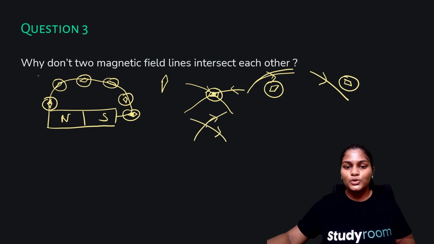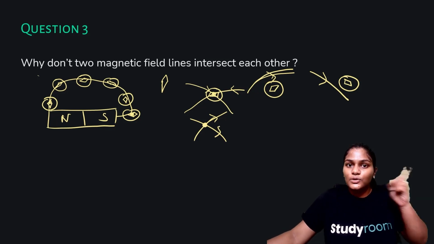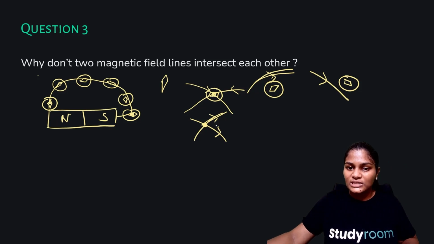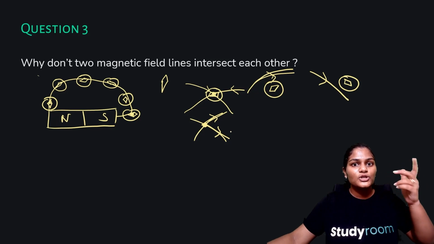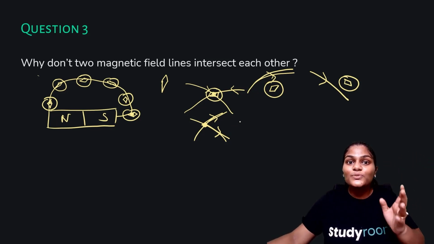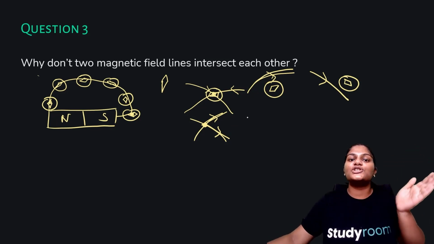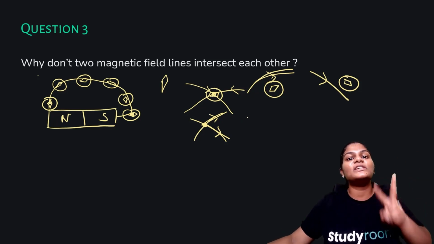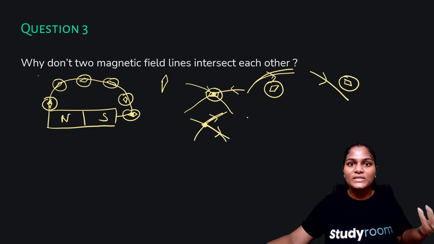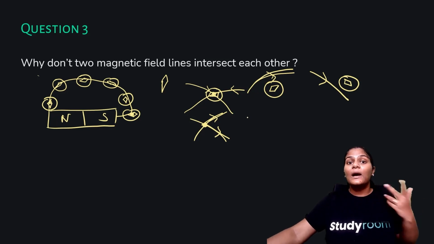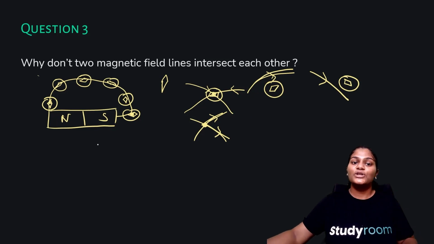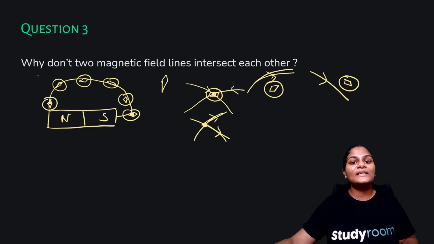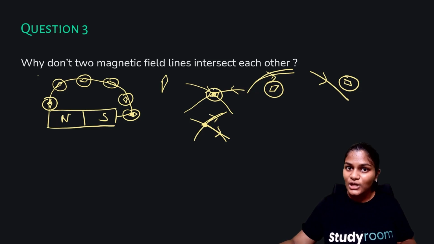One direction, two direction. In this intersection, which direction is the magnetic field line in? Can you say any one? Is it in just this direction? No, it is also in this direction because both are intersecting. So what would happen? The compass would actually have to point in two directions at the same time to represent both these magnetic field lines, because that's what the compass does. But is that possible? Can a compass point in two directions at one point? No, right? So that is why two field lines cannot intersect each other.